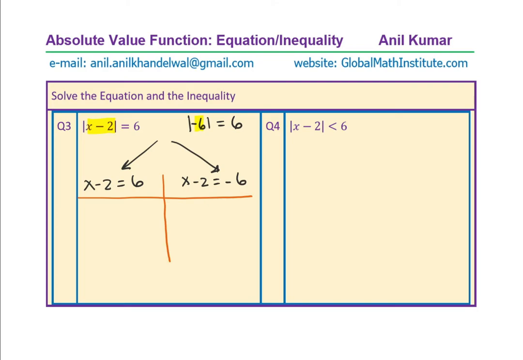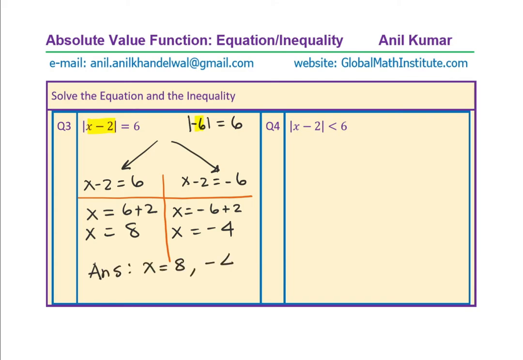So simple as that. You know how to do equations. We'll add 2 on both sides. We get 6 plus 2 as one solution, which is 8. The other solution will be x equals minus 6 plus 2, and that gives you x equals minus 4. And therefore, my answer here is x is equal to 8 or minus 4. Is this part clear to you? Perfect.